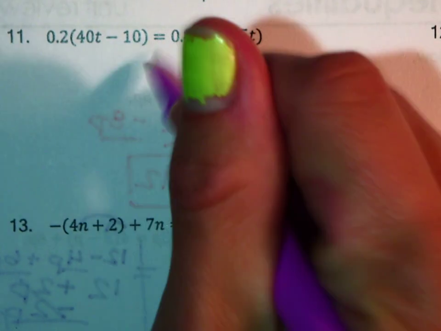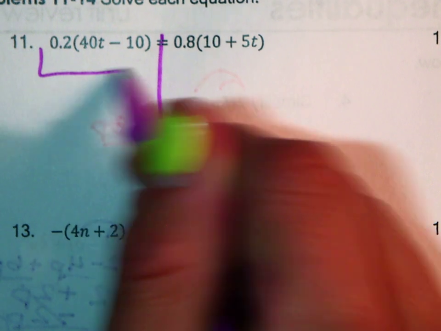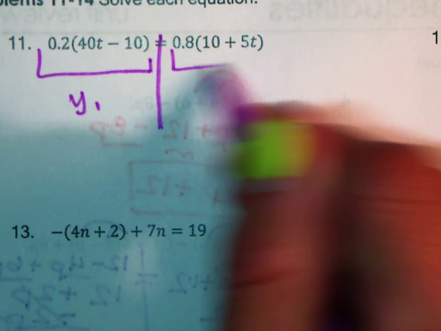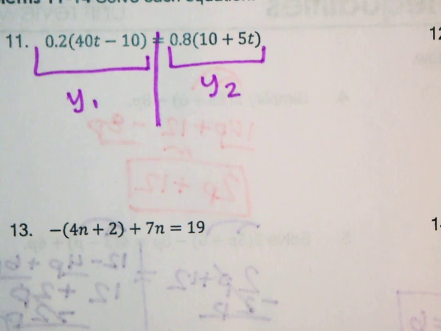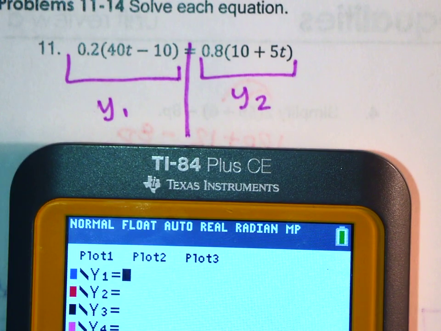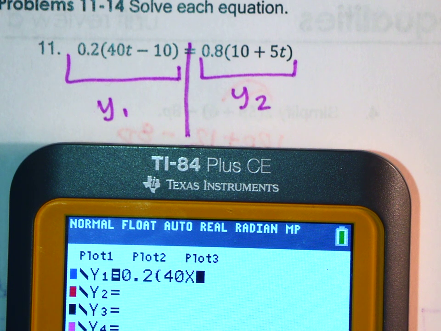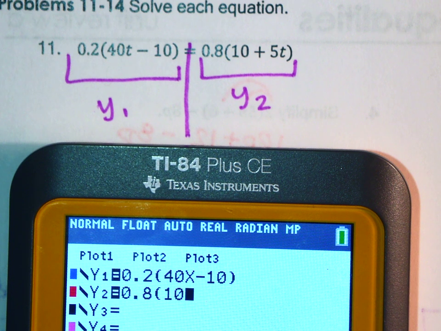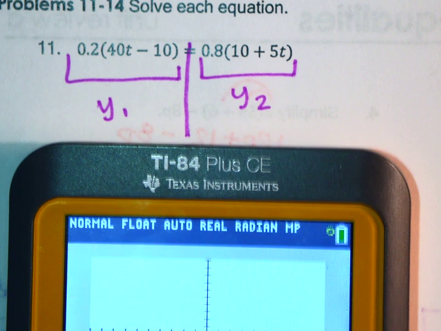All right, so when you're doing the calculator, you are going to plug the left side into Y1 and the right side into Y2, exactly as you see it, and just be really careful typing it in. So 0.2, parentheses, 40. You have to type X in place of your letters. Your calculator does not like the T. So make sure you're using X in place of your letters. Okay, so you type it all in. You're going to hit graph.